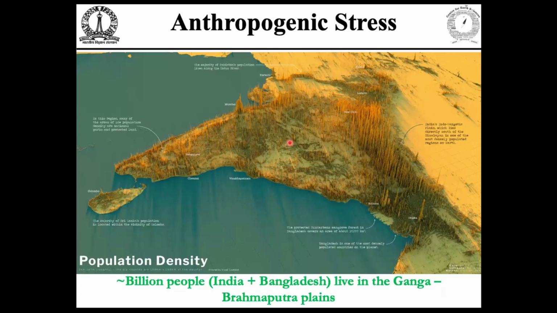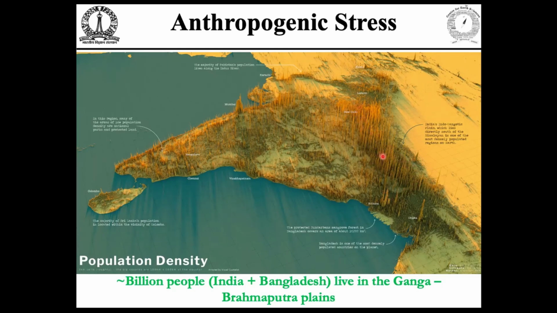Last but not the least is the anthropogenic influence. This is a population map of the Indian subcontinent. One of the key features is that outside of Mumbai or Bombay on the west coast, and Bangalore, where I'm sitting over here, most of the population of the subcontinent is squeezed into this Ganga-Brahmaputra floodplain.